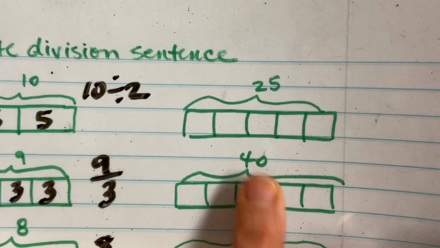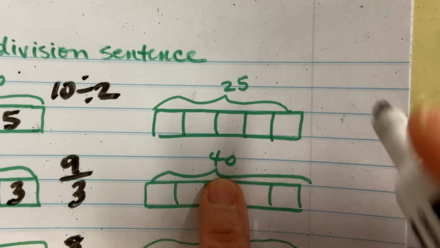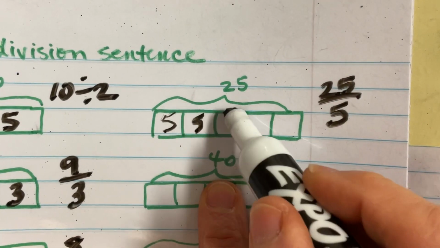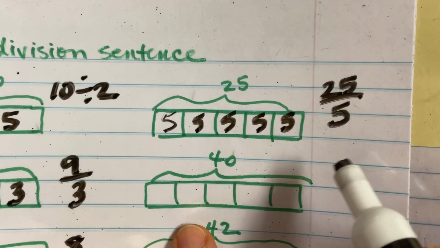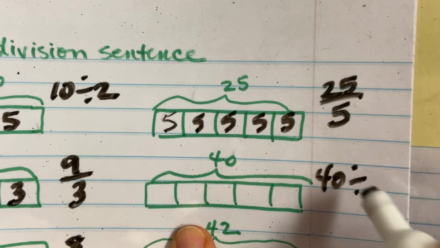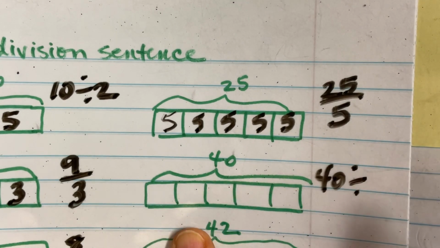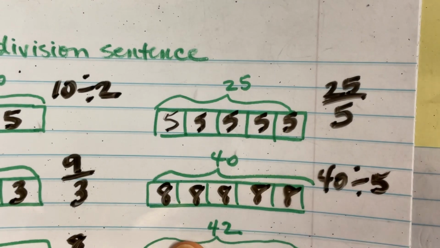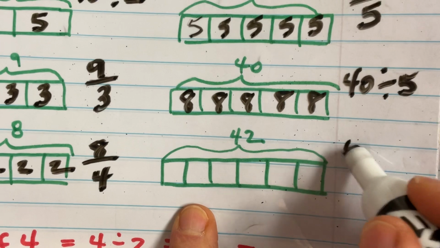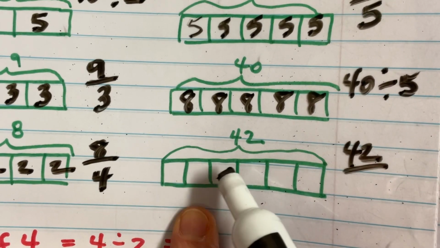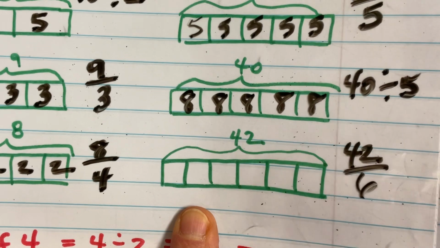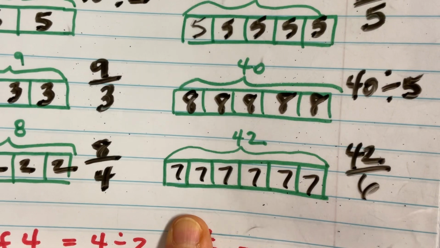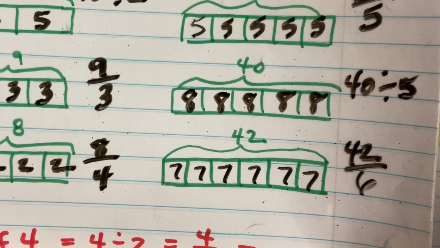Okay, think this one to yourself. 25 divided by 5 boxes would be a 5 in each box. 40 divided by 5 is 8. 42 divided by 6 would be a 7 in each box. Okay, a lot of times, so many students get stuck at that point. So I want to get you to where you can get past that.